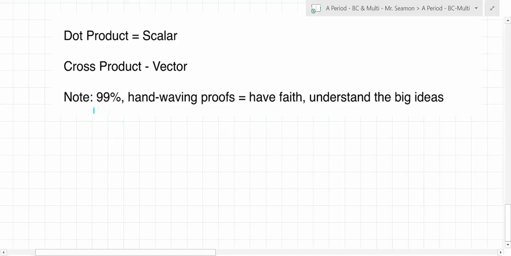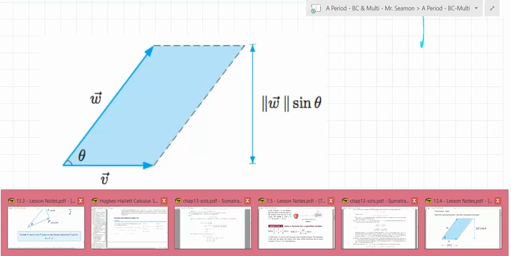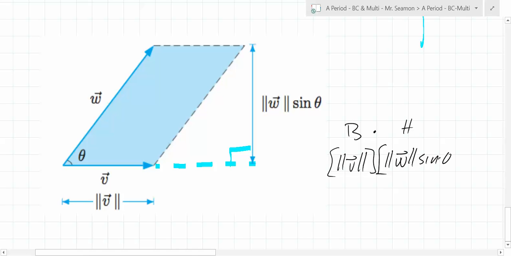So just remember, the big picture right here is what you need to focus on, and have some faith that the algebra is there. You need the height off of this right angle right here, right? And what's the area of a rectangle? Base times height. So then you can translate the area of a parallelogram. You can chop it into two triangles, move the triangle over, and you get the area of a parallelogram. So how would you write the area of this parallelogram? You'd write it as the magnitude of vector v times, so that's the base, and what's the height of this thing? Yeah, magnitude of w times sine of theta.